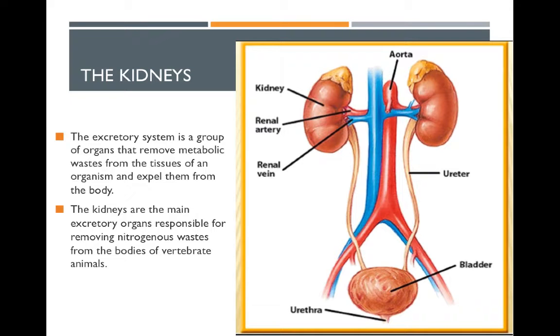Basically, our excretory system is what helps us get rid of waste from all the tissues and organs in our body and get rid of them from our body. And our kidneys are the main excretory organ for removing nitrogenous waste. Nitrogenous wastes are produced from protein synthesis. They're not good for us, so we need a way to get rid of them, and that's the function of the kidneys in animals.